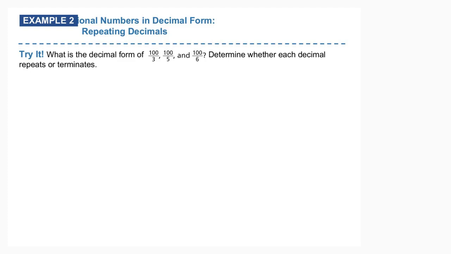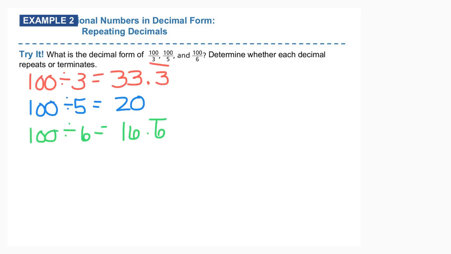This is the try it under example number 2. So I would like you to use your calculator, and I want you to give me the decimal form for each of these 3 options and tell me whether it's a repeating decimal or a terminating decimal. So pause the video, work those out, and when you're ready for checking, I want you to come back.